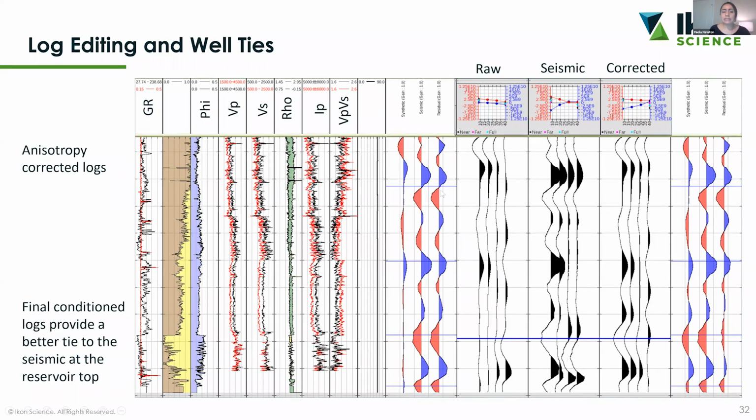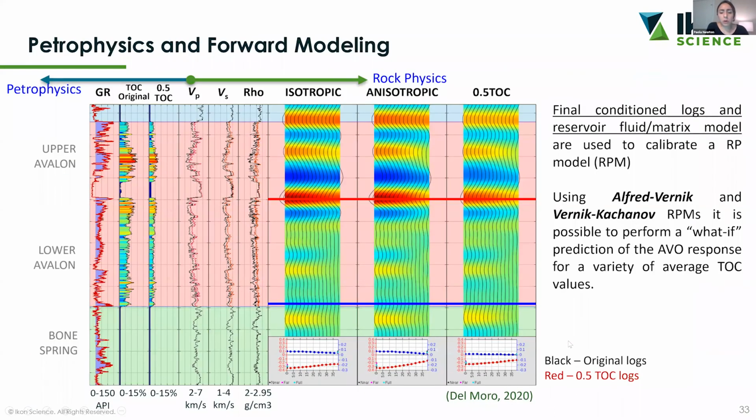So what you see in the synthetic panel, the middle track, is the seismic response. On the left, we have the raw data, and on the right, we have the corrected data. So when we look at the bottom reservoir, the first thing you can see is that without that correction, we would have never been able to match the reflector and its associated AVO signature at the top of the reservoir.